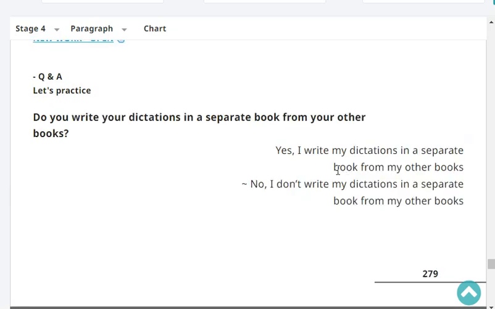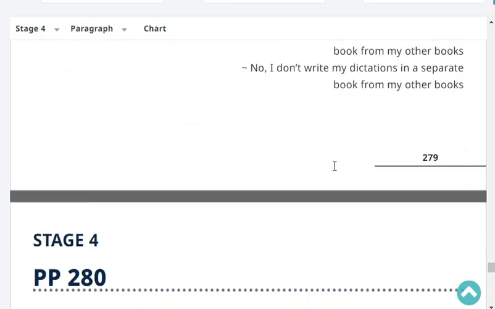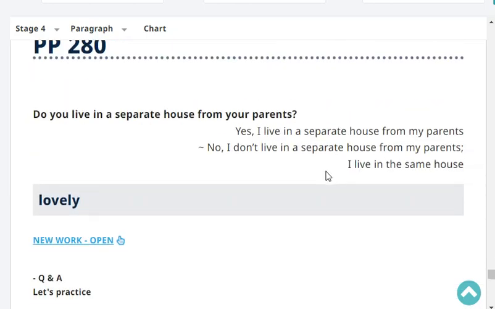Do you write your dictations in a separate book from your other books? Yes or no? No, I don't write my dictations in a separate book from my other books.